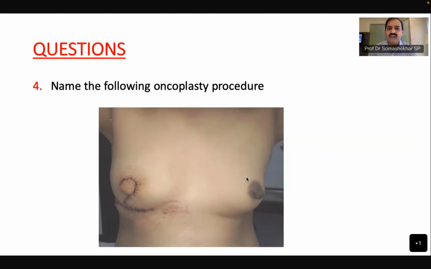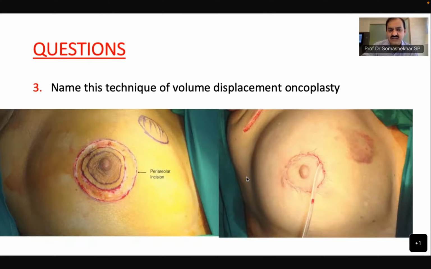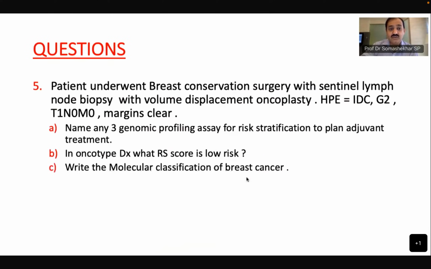Fourth one, name the following oncoplasty procedure. So look at this. This is one oncoplasty name. This is another oncoplasty. So now we will discuss all the answers for this.